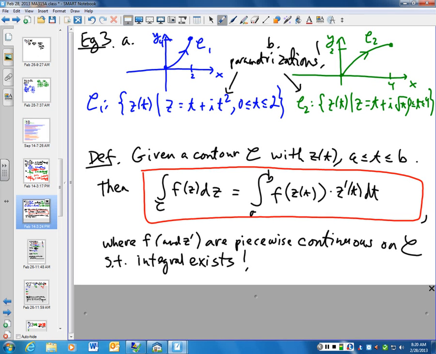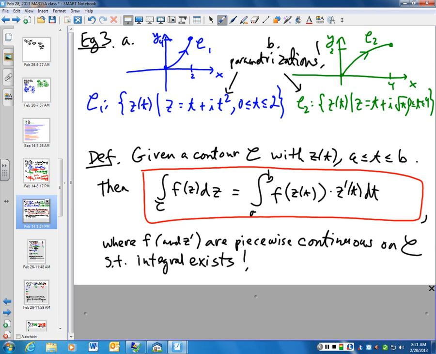Where f here and z prime, these must be piecewise continuous so that the integral exists. That's the catch. In order for the integral to make sense, we're going to assume that the integrand consists of continuous functions. So that means we want these functions to be nicely defined, and technically, we want them to be continuous. In order to be able to integrate, these need to be nice functions.